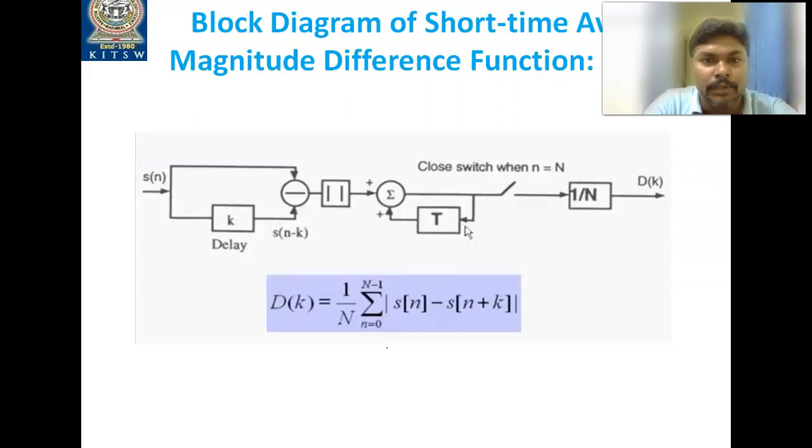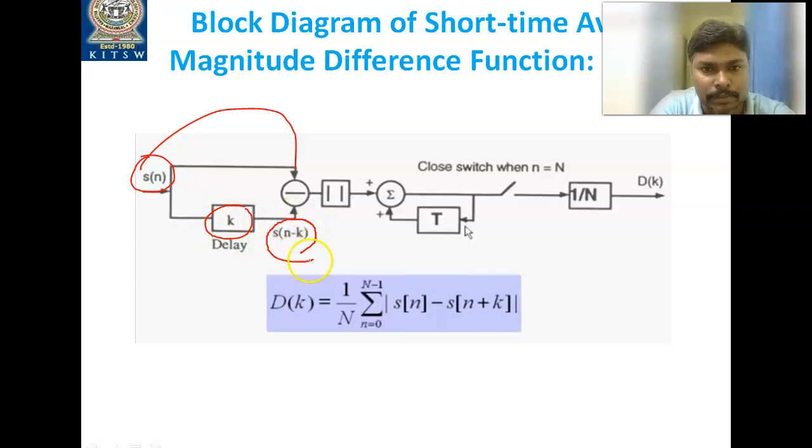This is a block diagram of the short time average magnitude difference function. Here is the speech signal, which I sometimes refer to as s of n. It is given directly, and another input is s of n minus k, where s of n is delayed by k samples. This is one more input to the subtraction, so you get s of n minus s of n minus k.